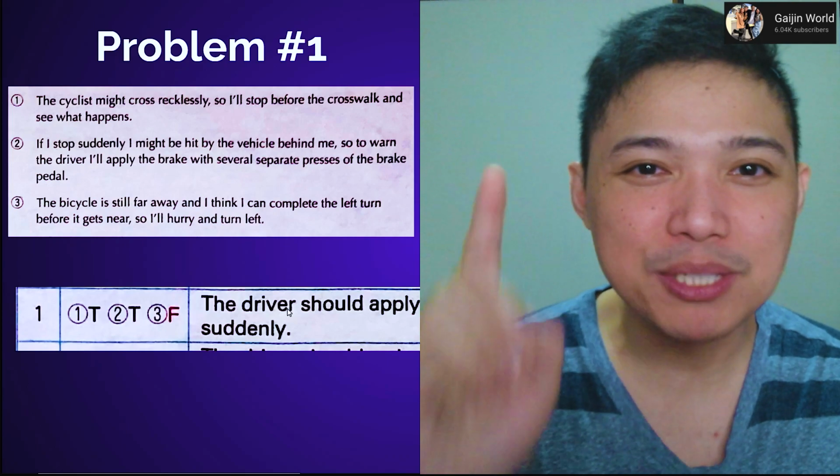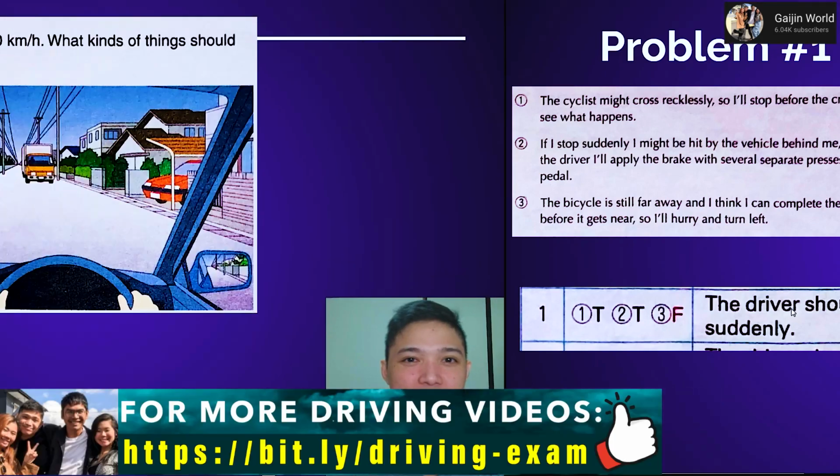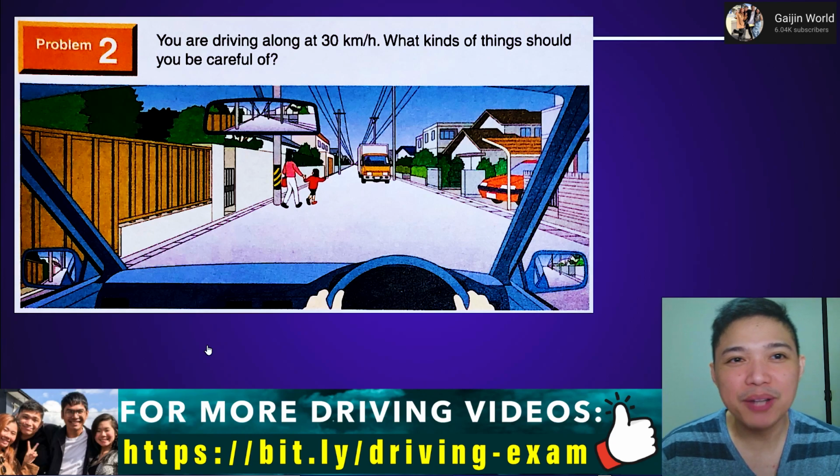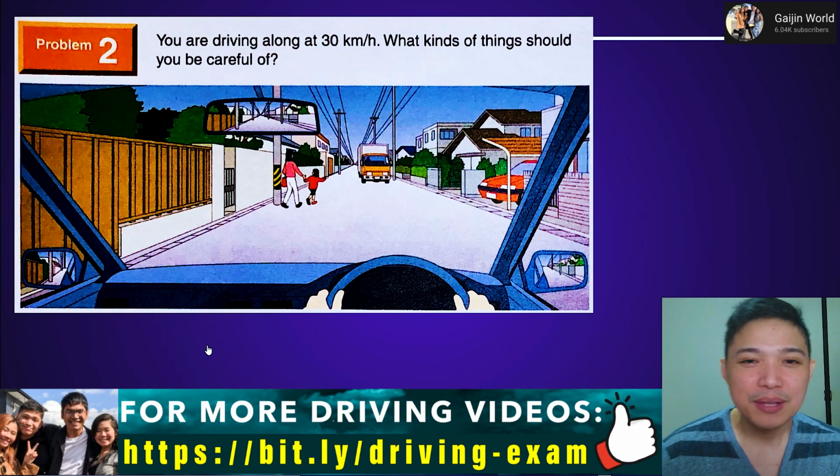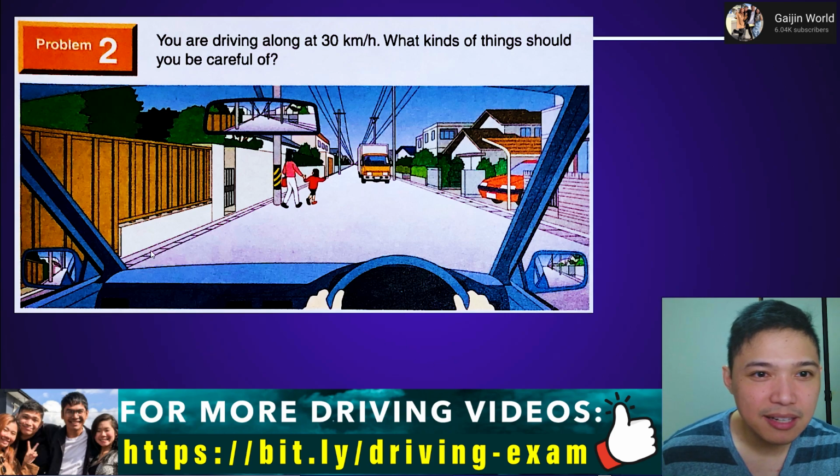Let's proceed to problem number 2. This is problem number 2. You are driving along at 30 kilometers per hour. What kinds of things should you be careful of? Let's assess the picture over here.